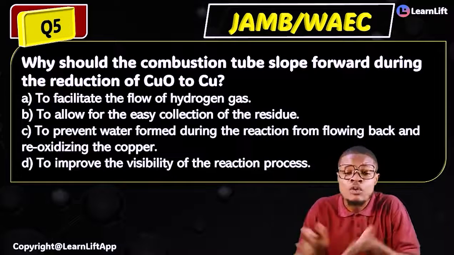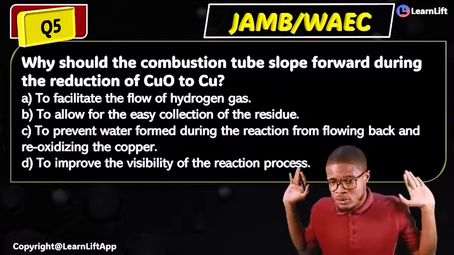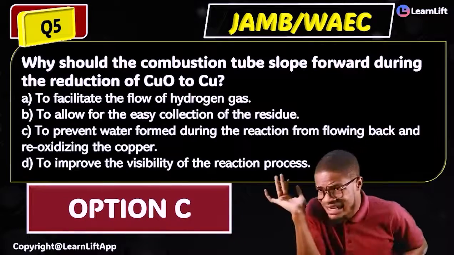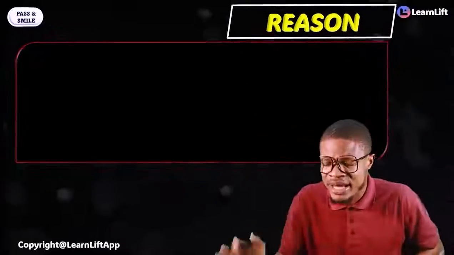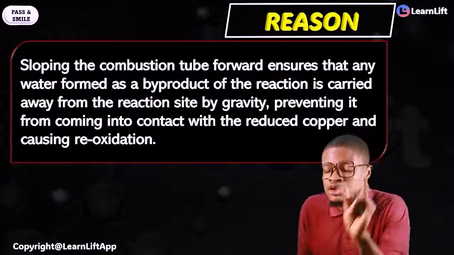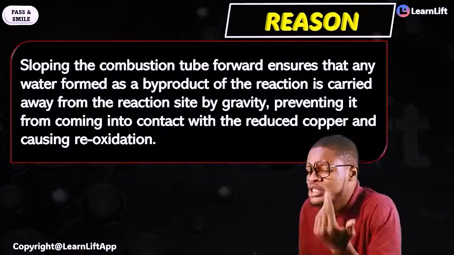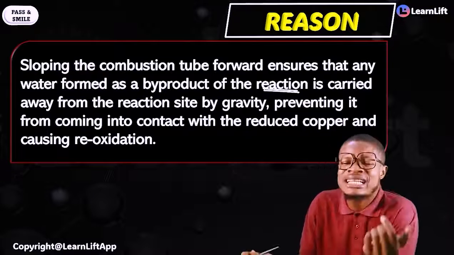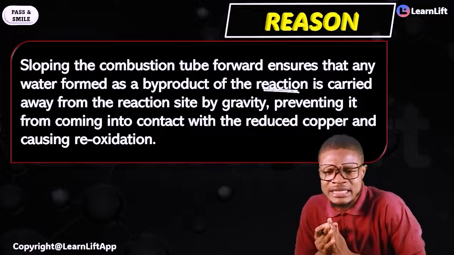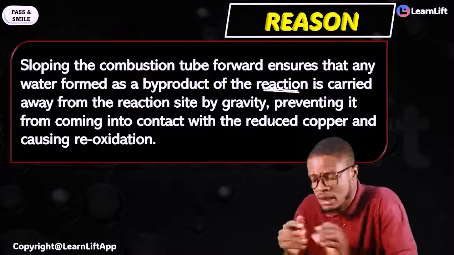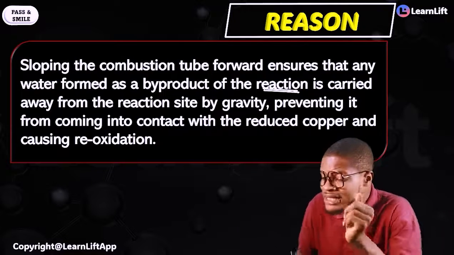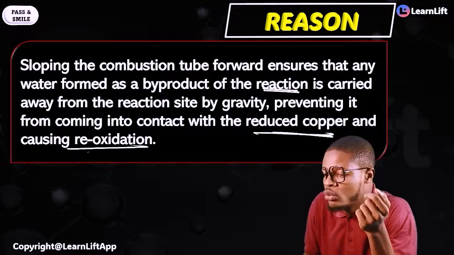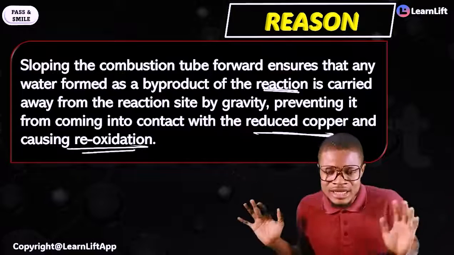The major reason is to prevent reoxidation. That's the major thing we're trying to prevent. Option what? C becomes the correct answer. Does it make sense now? If you get this, that means you are doing very well. And what was the reason we said? Sloping the combustion tube forward, we ensure that any water that is formed as a byproduct of the reaction is what? Carried away from the reaction site, right? By what? Gravity. Preventing it from coming into contact with the reduced copper and causing what? Reoxidation. This is the answer.